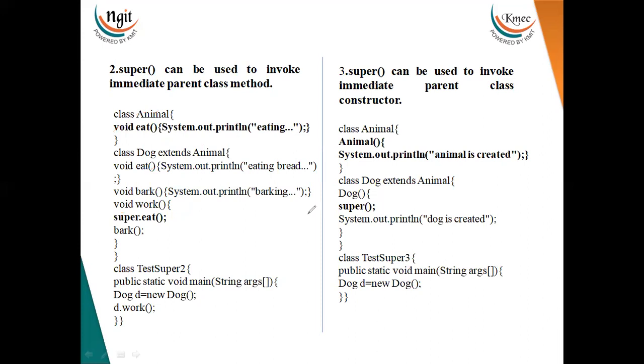And you can also call the superclass constructor by using the super keyword. So here in the class Animal, I am taking the constructor. I am closing the class. I am taking one more class that extends Animal, the Dog class. Now I'm calling super. Whenever you call the super method, it will call the superclass constructor by default. These are the three ways we can use the super keyword in three different situations.